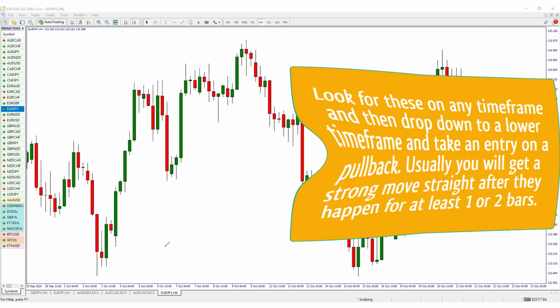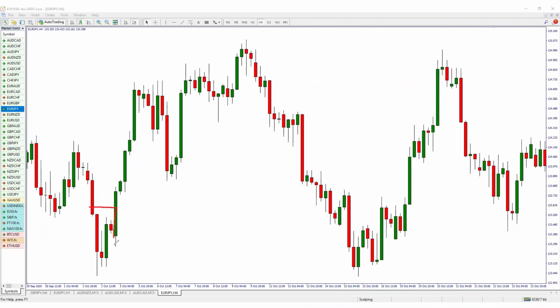3-bar reversal. This is a good example here of a 3-bar reversal. Good, strong, solid push to the downside. The next candle is either a doji or a small-bodied candle with long wicks either side. So this is indecision in the market, followed by a big bullish candle, and obviously a big, strong move to the upside. Another 3-bar reversal here.